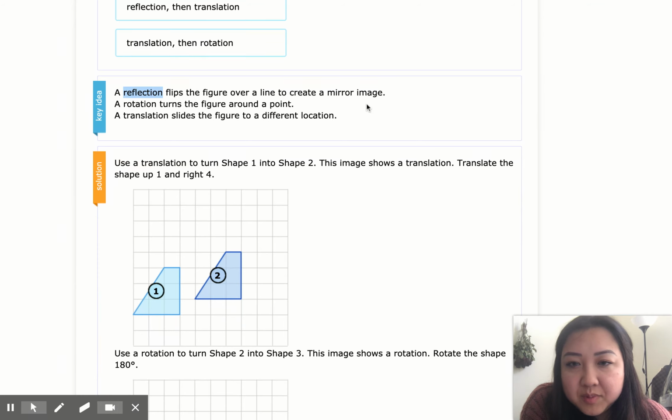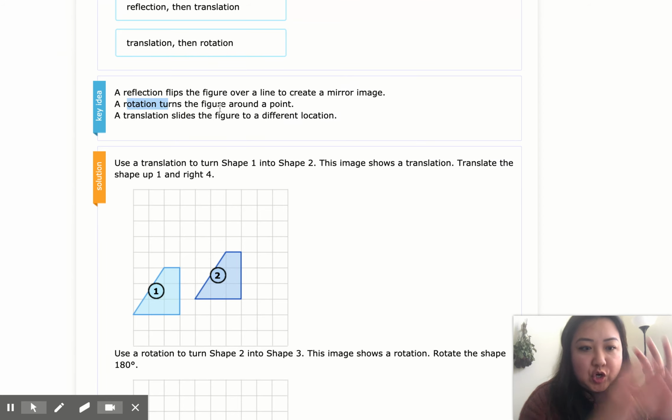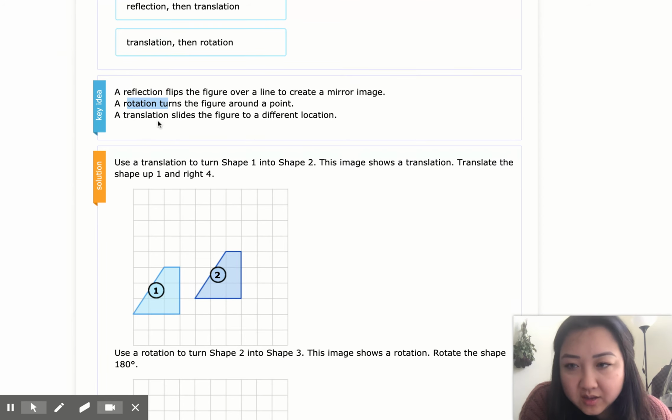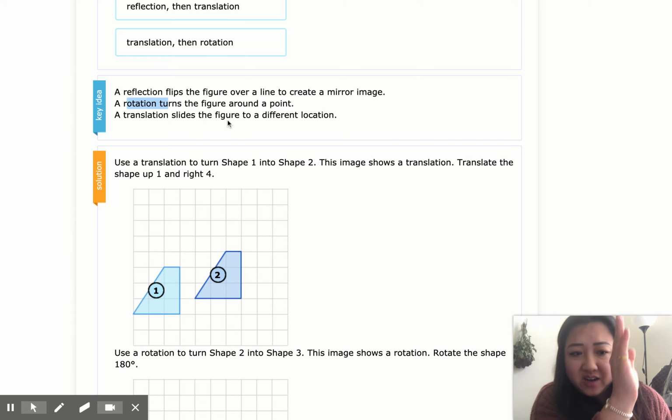That's when you flip it so that it's a mirrored image, right? We also have a rotation. Rotation means it's turning, right? And then translation is when you just slide it over. You just move it over, but it's still the same. All right. Rotating means you're going to keep it at a point, but you're turning it.